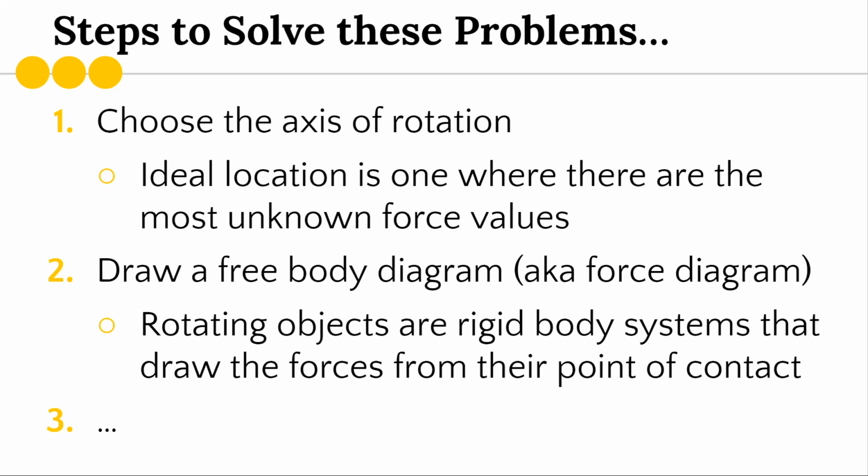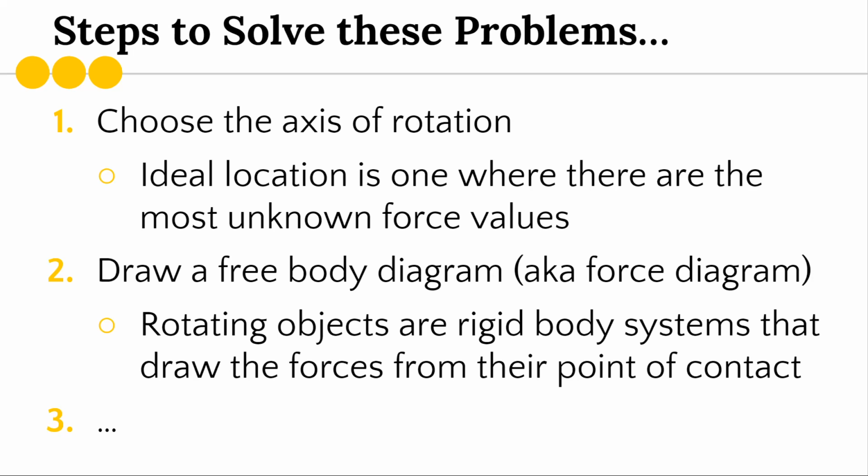Okay, an ideal location for an axis of rotation is one where there are the most unknown force values, because if you have forces applied at the axis of rotation, they do not cause a torque. And so it's helpful to analyze it with your axis of rotation being at that point where you have the most things that you don't know, because then it takes those out of your equation.